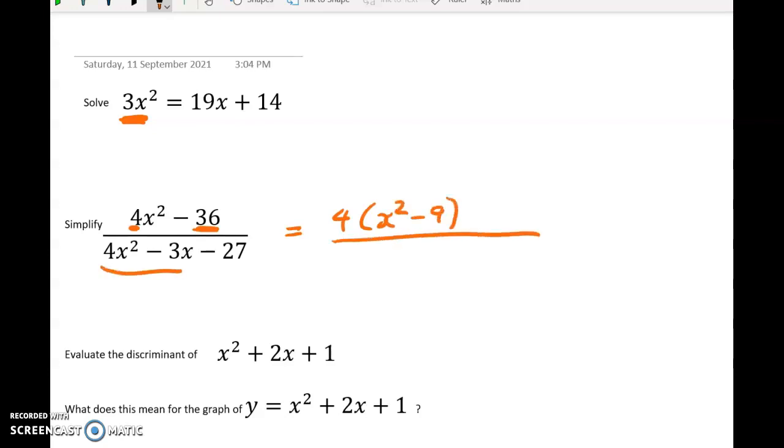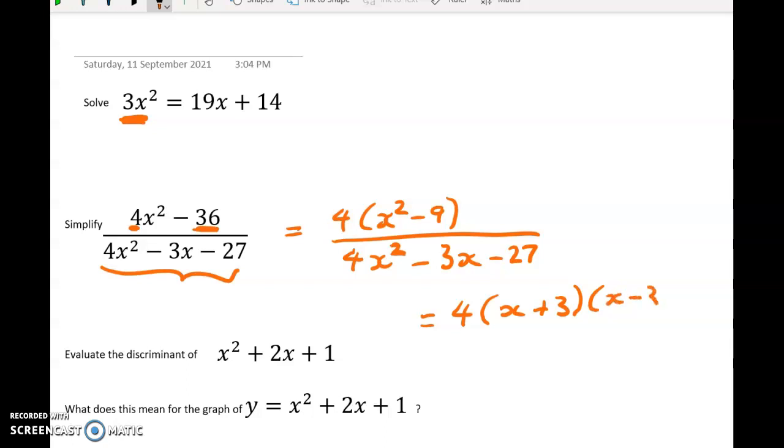And then here, this is a quadratic that we're going to have to factorise. So let's just park that for now and see what we can do with the numerator. So x squared minus 9 is a difference of two squares pattern, and you should be able to notice that by now. So we've got x plus 3 times x minus 3. And now we're going to have to get on with it and factorise this thing in the denominator.